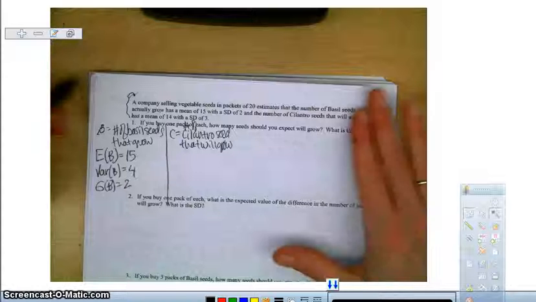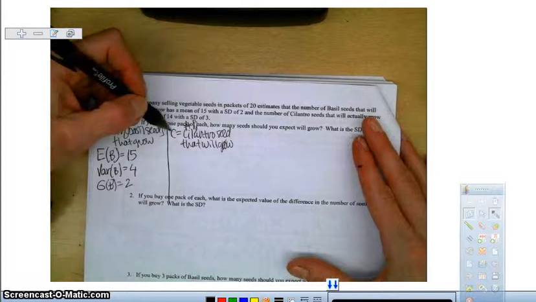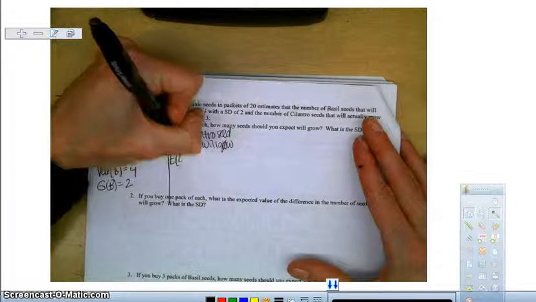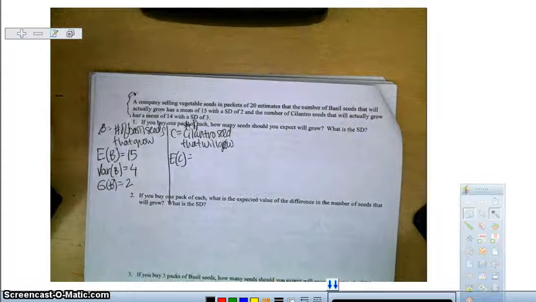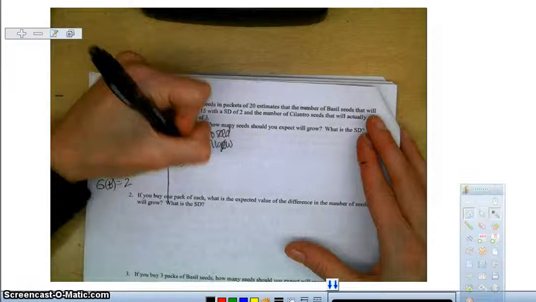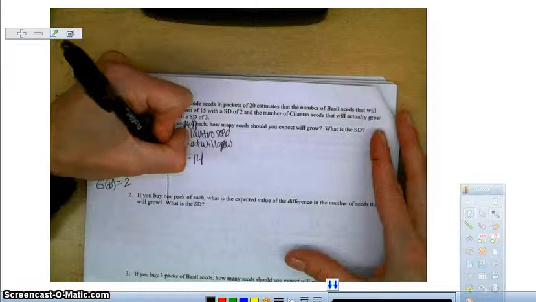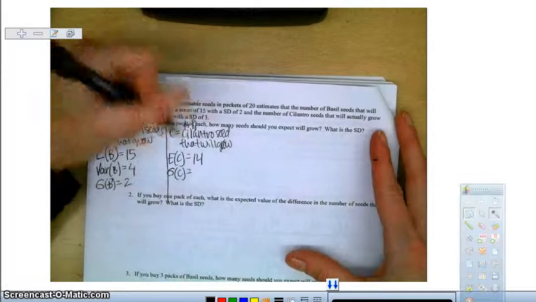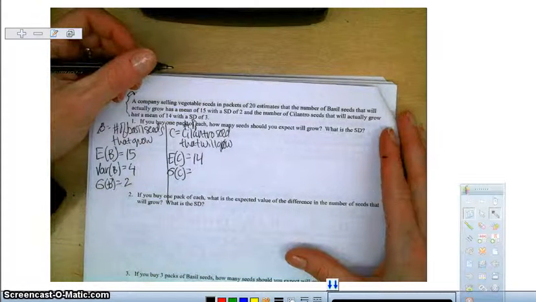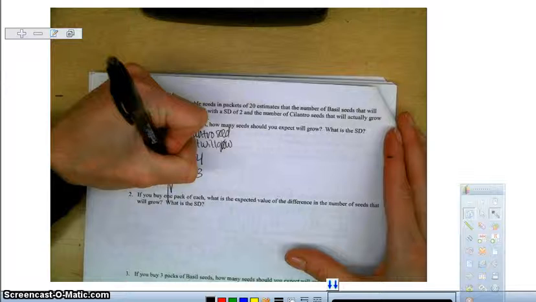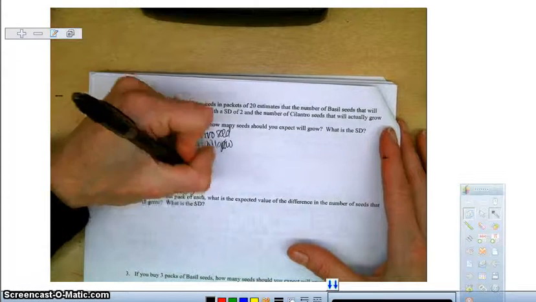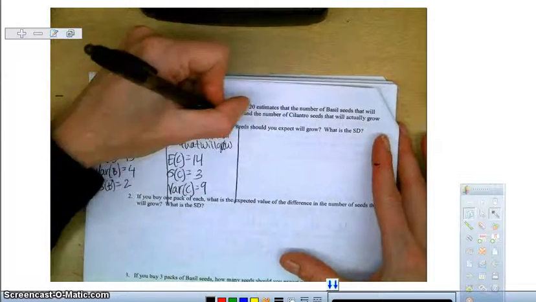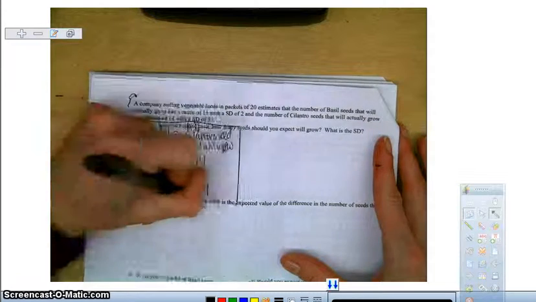Okay, so C is the number of cilantro seeds that will grow. What is the expected value of C? How many cilantro seeds do you expect to grow if you plant them? 14. And what is the standard deviation of the number of cilantro seeds? 3. So what is the variance of the number of cilantro seeds? 9. Okay, so this is our information that we know, and our variables are defined.